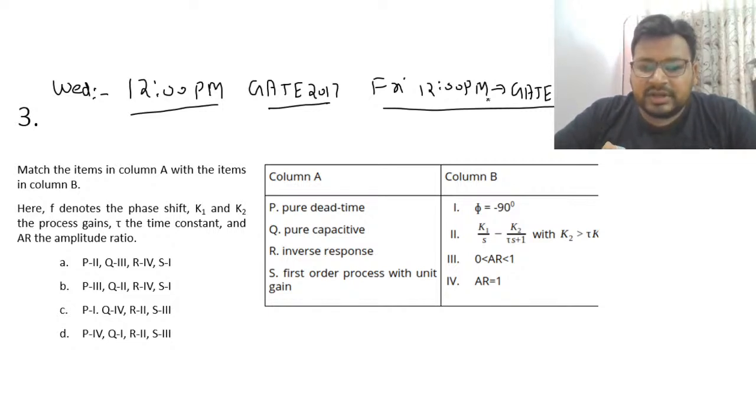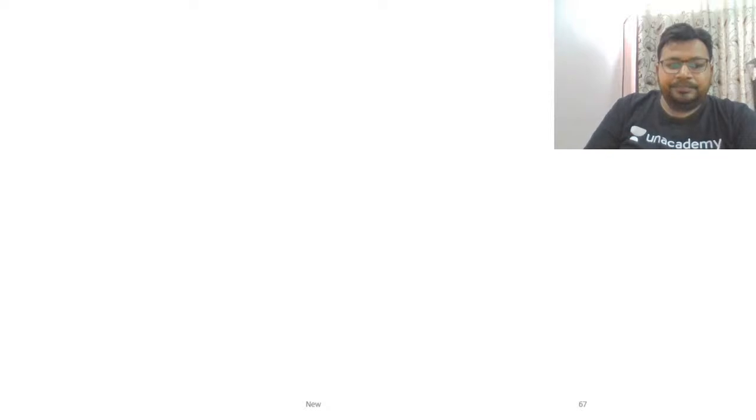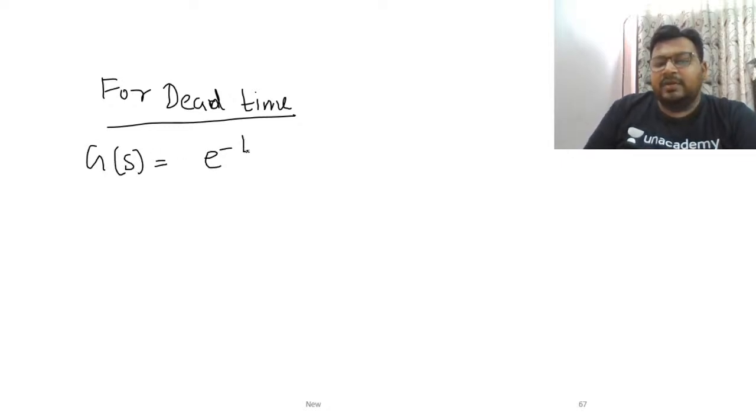Okay, so talking about this question, guys, we have to match the columns. So we should know something about these four things. Like for the dead time, what should you know? For dead time, you should know the transfer function. What is the transfer function of dead time? e to the power minus TD s, where TD is dead time.